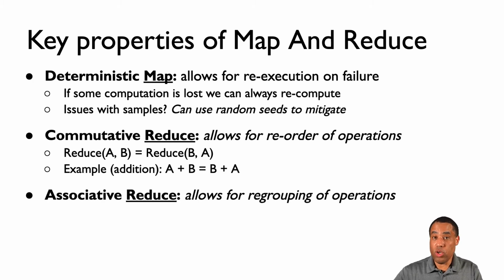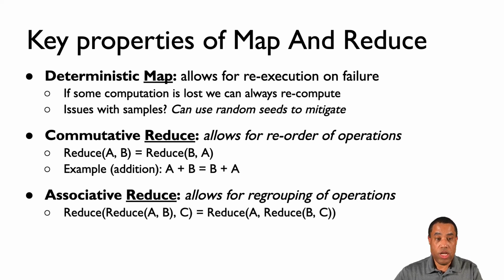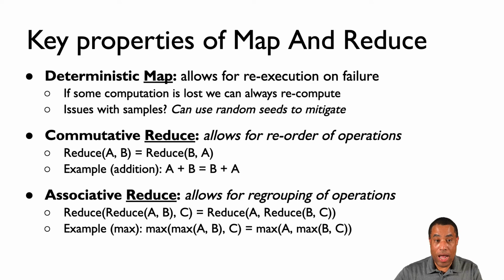It also has to be associative for our reduce. This allows us to regroup the operations and do them in any order that we choose. So we could do reduce of the reduce of A and B followed by C, and that'll be equivalent to the reduce of A followed by the reduce of B and C. All right, so we can do them in any order. An example here is max, right? The max of A and B, and then the max of that with C, is equivalent to taking the max of B and C first, and then the max of that along with A.